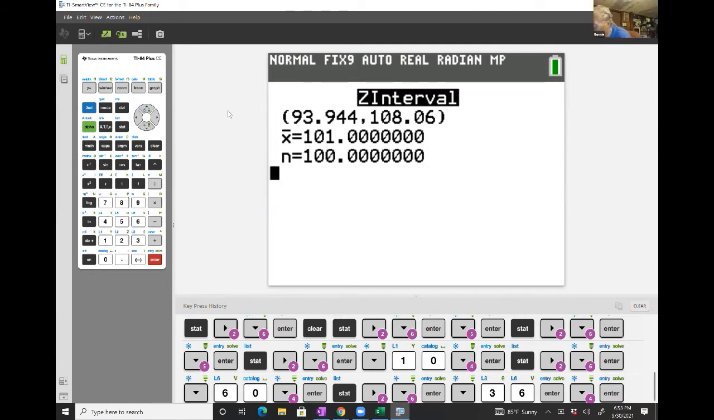So that's where, if you notice, 5 becomes a 6, because you round it. I just used the calculator there. And hypothetically, if I didn't have that information but had the margin of error, I would have done 101 minus this, the 93.944. The difference between them means I would add 7.06 to get 108.06.